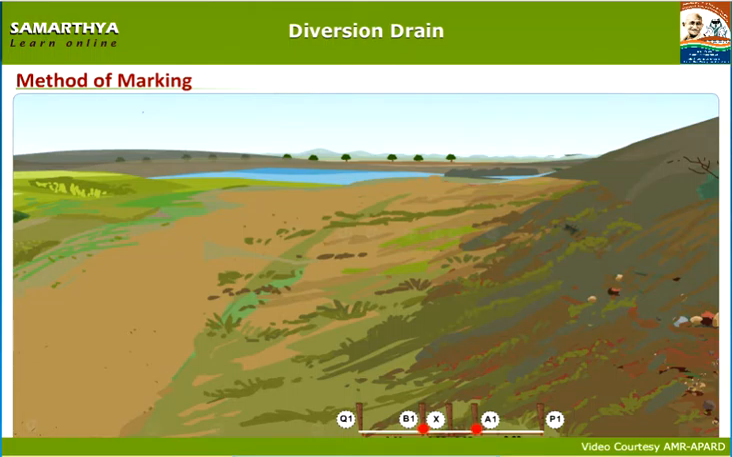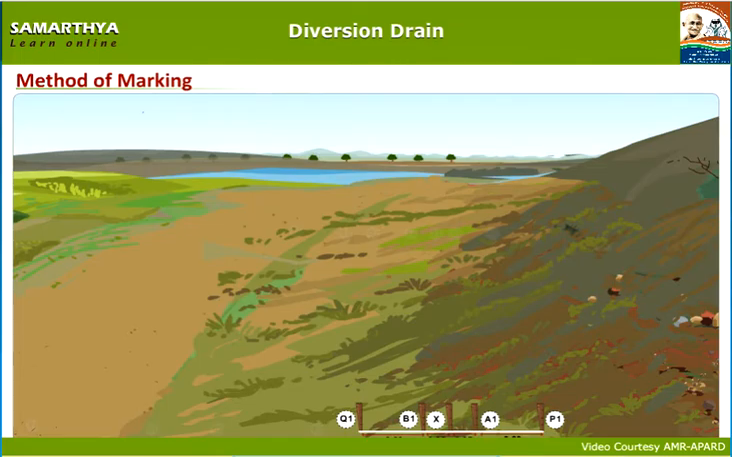The distance between A1 and B1 of 0.5 meters indicates the bottom width of the diversion canal. The distance between P1 and Q1 of 1.7 meters indicates the top width of the diversion canal.